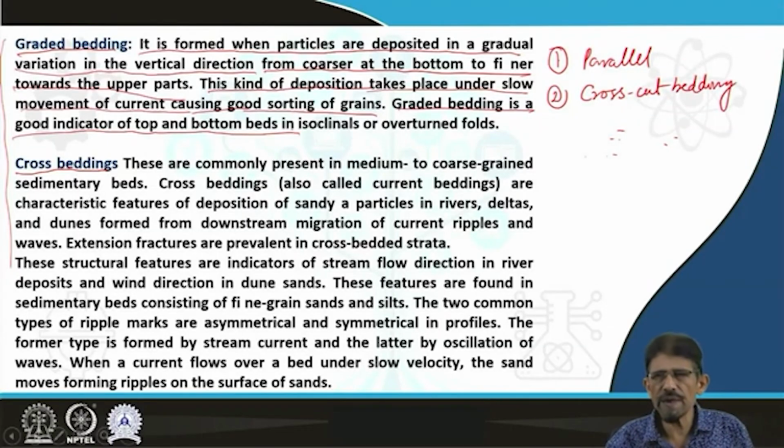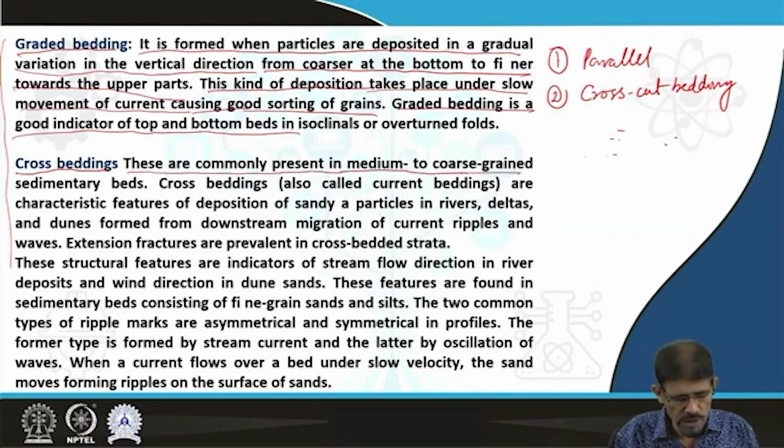The cross bedding is formed due to migration of ripples and waves, and is commonly present in medium to coarse-grained sedimentary beds like sand bed or sand and granule mix. Cross bedding, also called current bedding, is a characteristic feature of deposition of sandy particles in rivers, deltas, or dunes, formed from the downstream migration of the current ripples and waves.